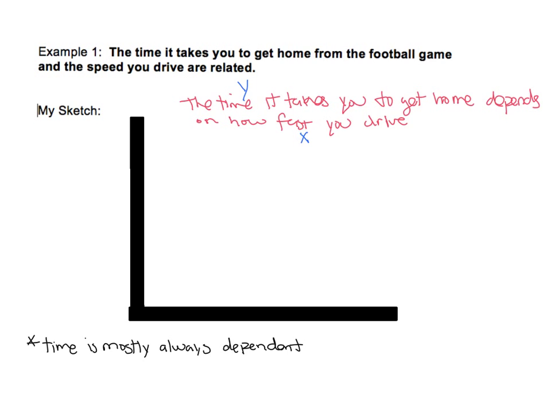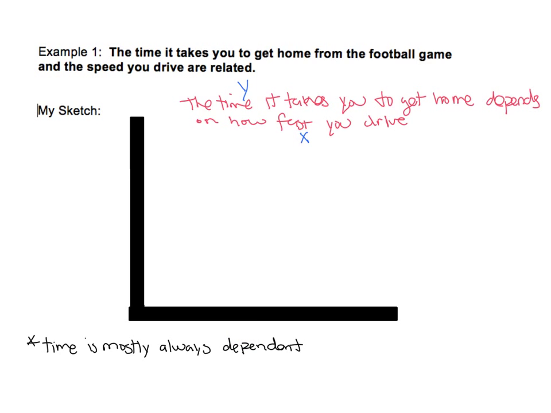Example 1. The time it takes you to get home from the Sunnyvale High School football game and the speed you drive are related. So, in other words, the time it takes you to get home depends on how fast you drive. So notice me doing that, it shows that my independent value is how fast you drive, and my dependent value is the time. Key note here, typically anytime you have time involved, it's almost always going to be your dependent value.